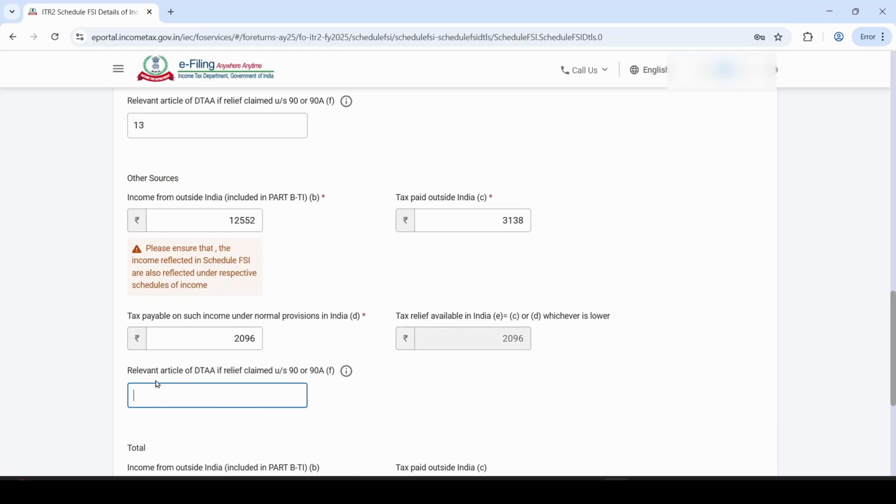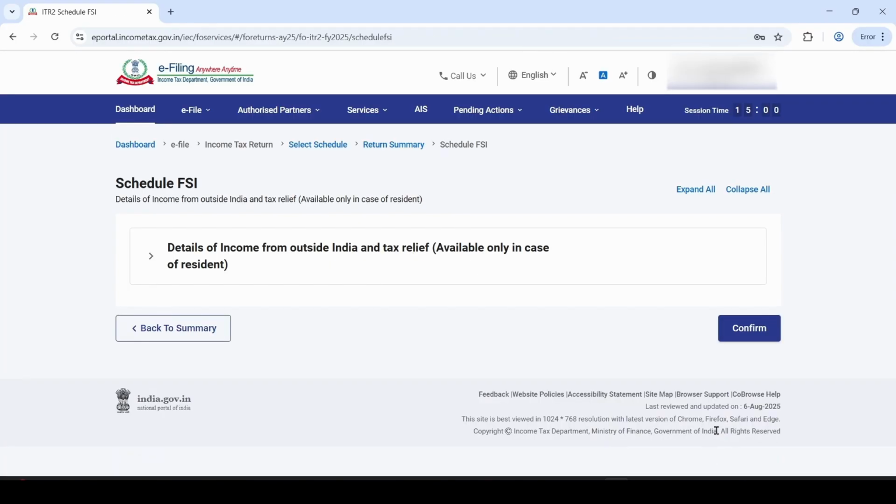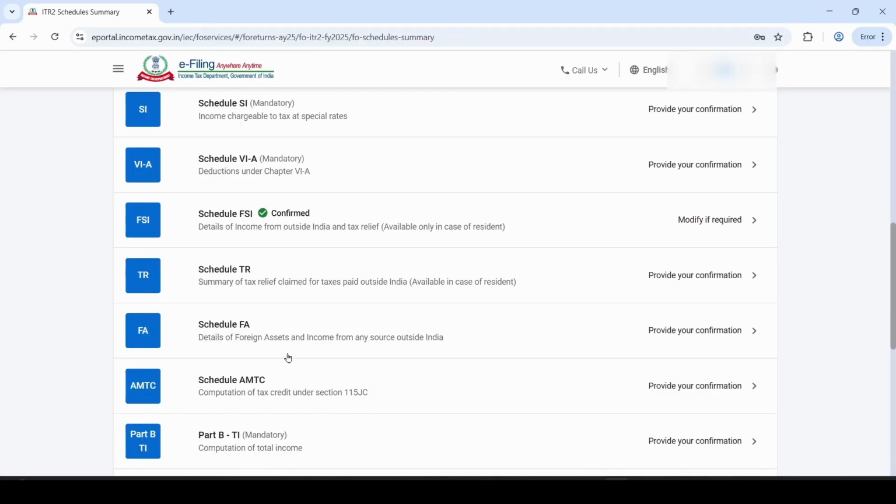Now we need to provide relevant article number of DTAA. Here our relevant article number will be 10 for dividend income as per DTAA with US. Now click on save. Click on confirm.